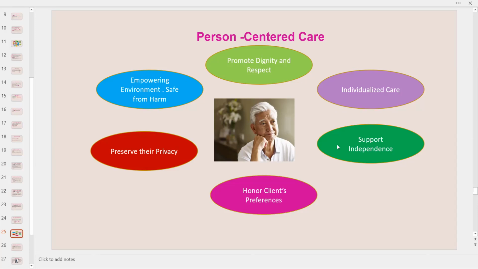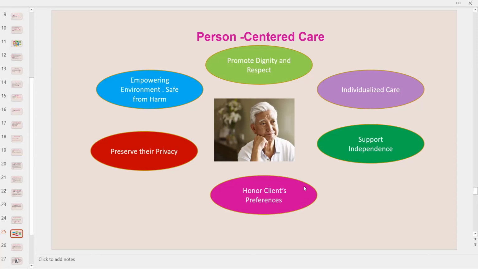We support independence. When the client is able to do some tasks by himself, we encourage that and we celebrate that. If the client is able to live independently at home, we also support that and encourage the client to live independently in his own home.